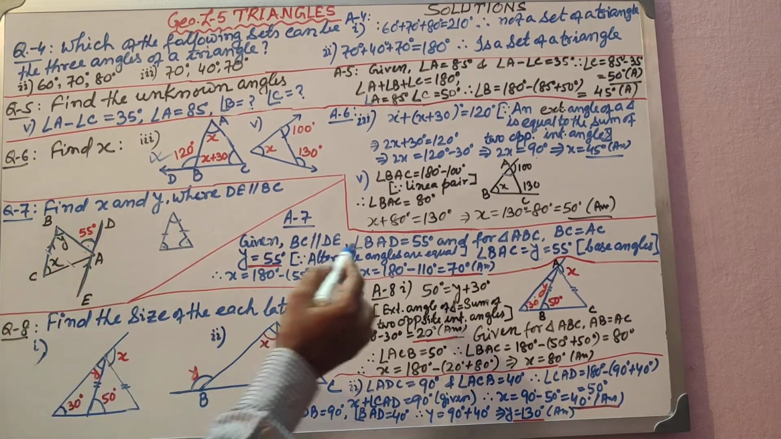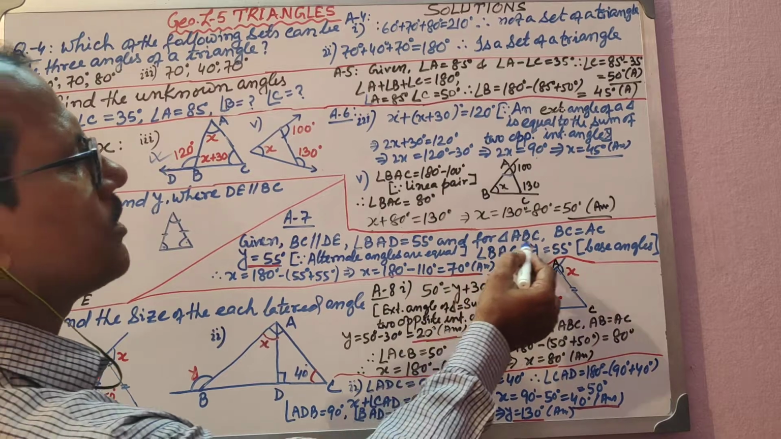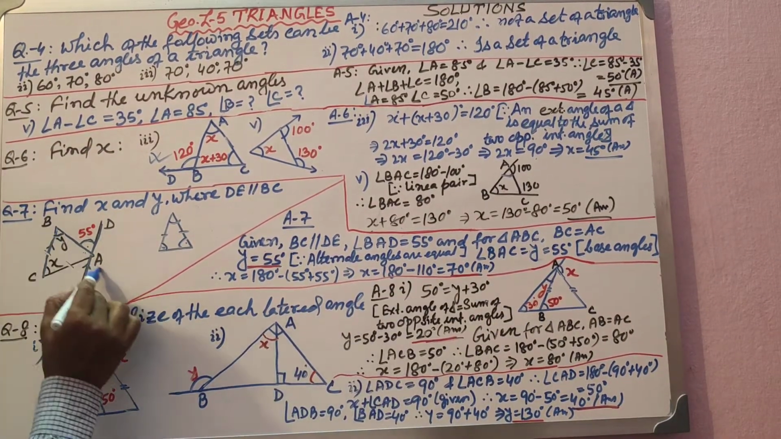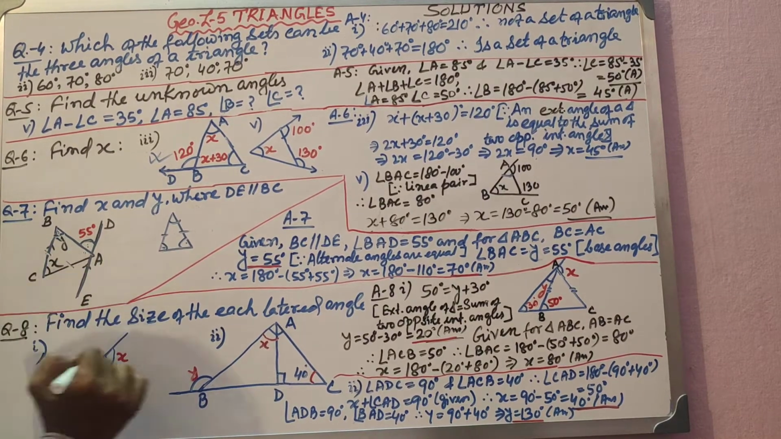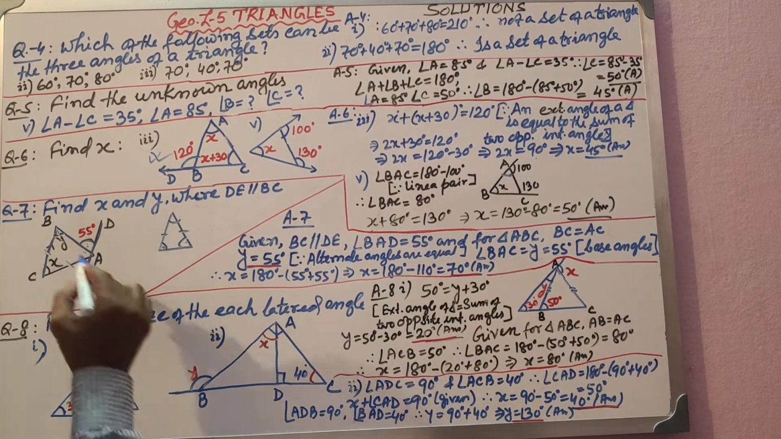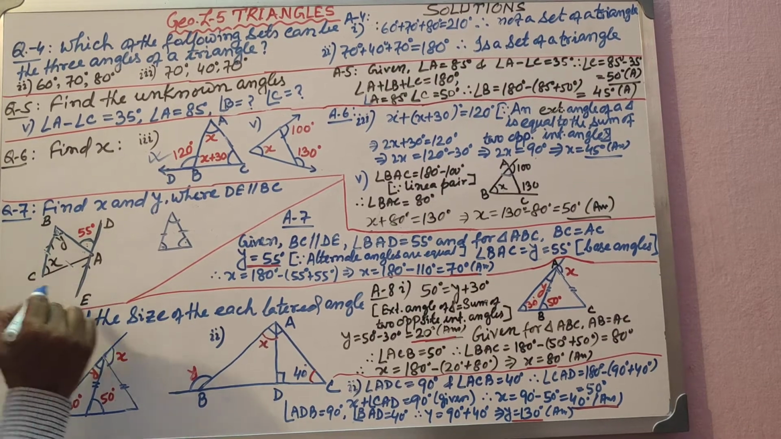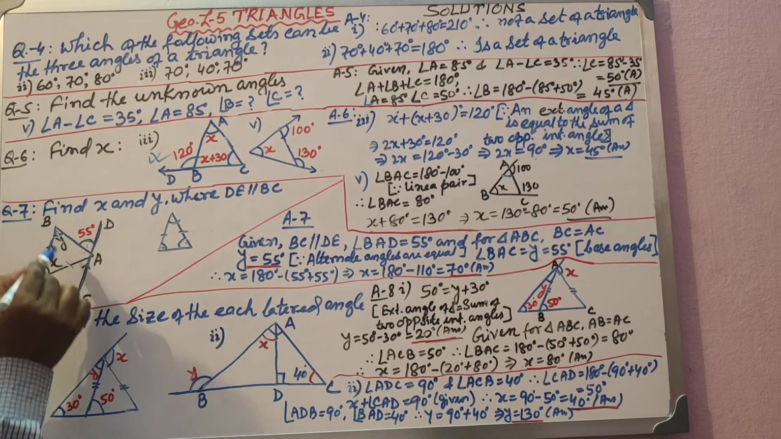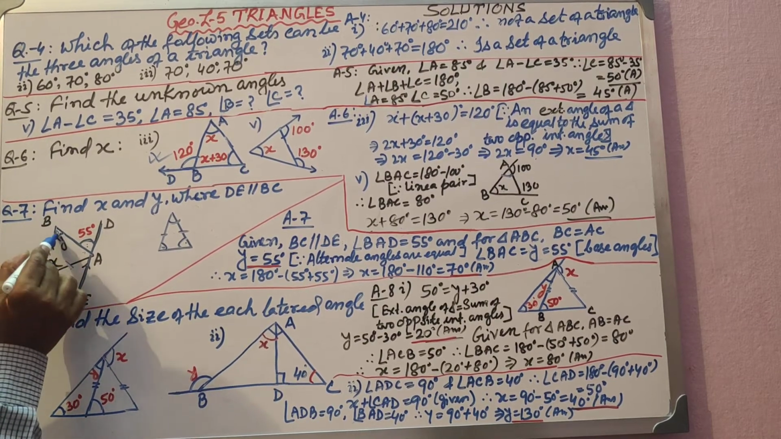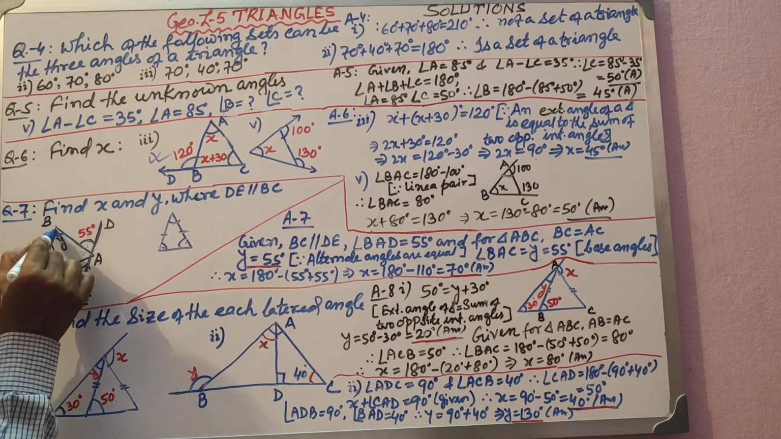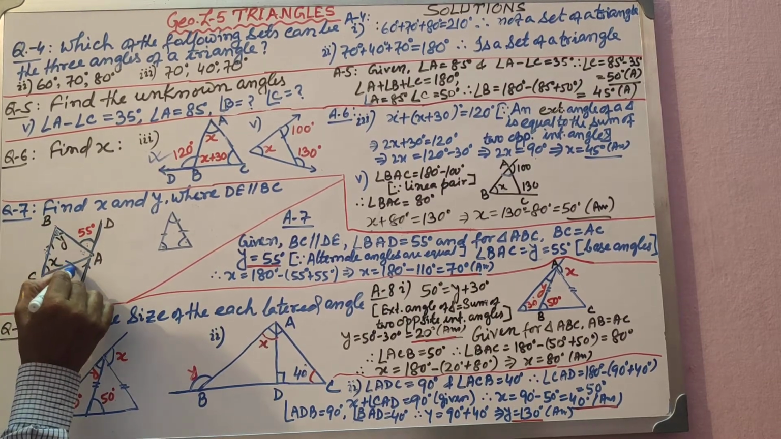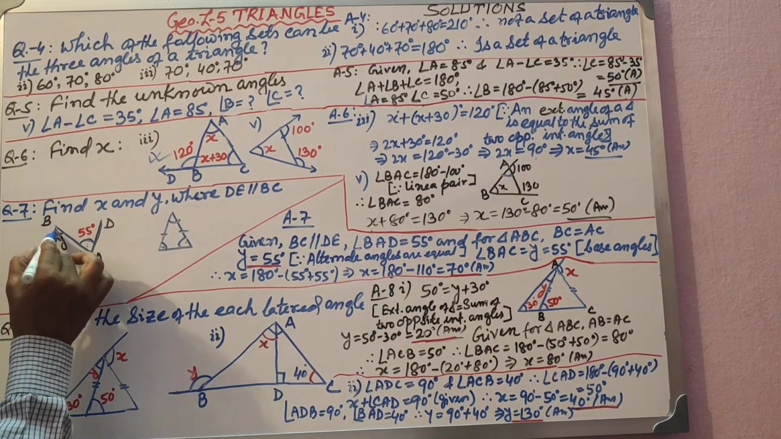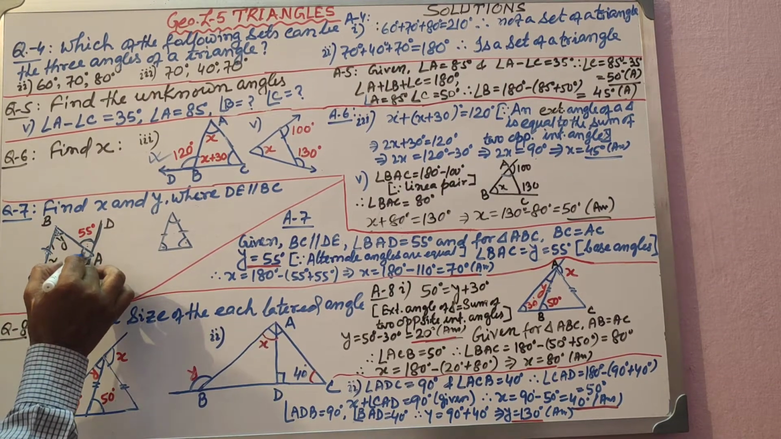So y you have already got. BAD is given to you, ABC, this one. y is equal to 55 degrees because alternate angles are equal. That is checked. Here these two angles are equal, so y is equal to 55 degrees. Now BAC is equal to y because of the base angles of an isosceles triangle. These two angles are equal. I said, base angle, this side is equal to this side. That means these two are base angles and base angles of an isosceles triangle are equal. Since you found it is 55 degrees, this angle also will be 55.